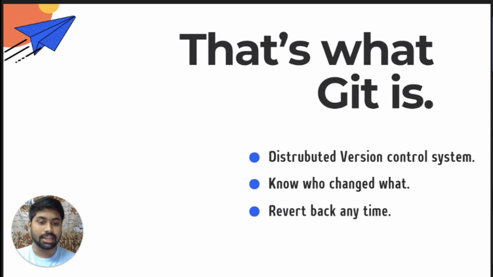In very simple words, let me revise it again. It's a distributed version control system. Meaning, you have a project, and if tomorrow someone changes something in the project, you can go back in history and revert that change so that your project is not broken anymore, right? You know who changed what. As I showed you, you can see, okay, this guy changed something, Tamal changed something, that guy changed something like this. And obviously you can revert back at any time. That's exactly what Git is, my friends.